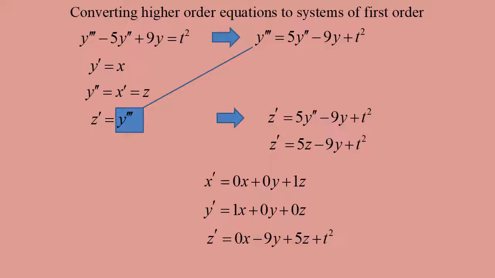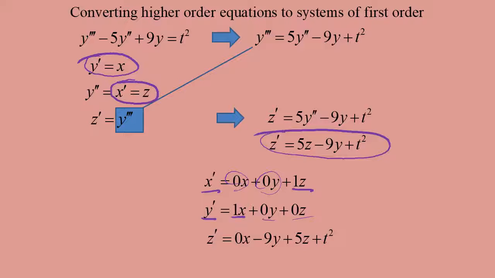We have x prime, that's here, equal to z. X prime equals z. I put these zeros in there so we kind of keep things lined up. We've got y prime here equals x. Here's y prime equals x. And again, I put these in there just to help line things up. And then the final one, which was z prime.